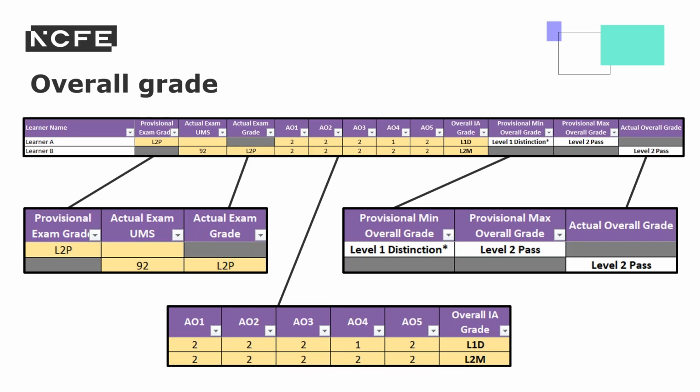And with this example on this slide, you can see that learner A achieved bands 2, 2, 2, 1 and a 2, giving them an overall grade of a level 1 distinction. Whereas learner B got band 2s for every assessment objective, and they got a level 2 merit overall. That is the only assessment objective that Learner B did better on, but as you can see, they jumped up 2 grades. And this shows just how important assessment objective 4 is in terms of its heavier weighting.